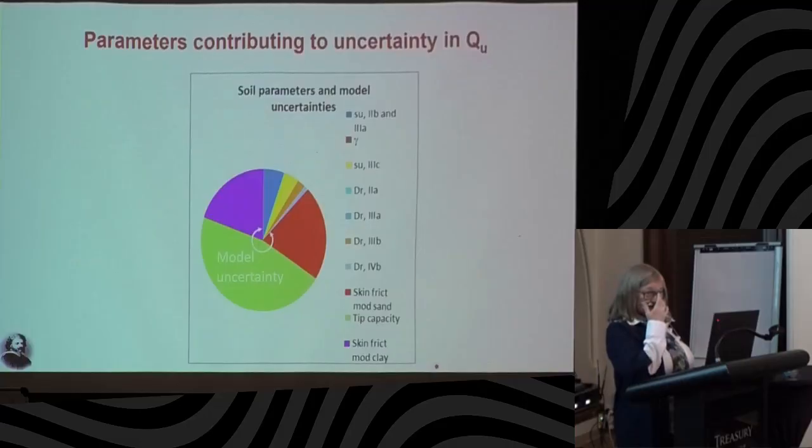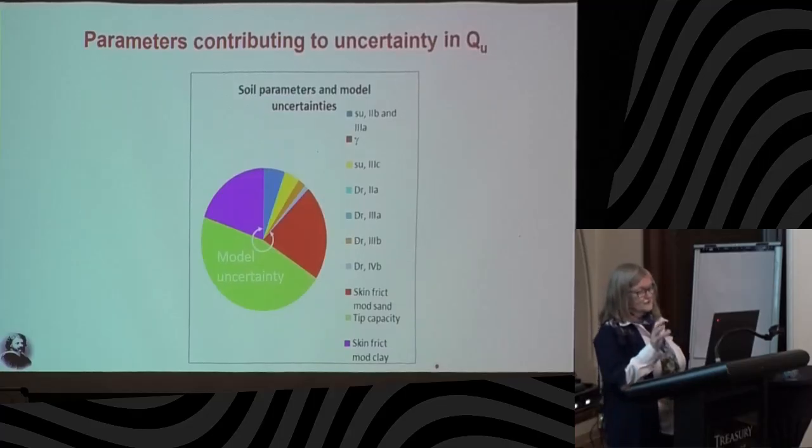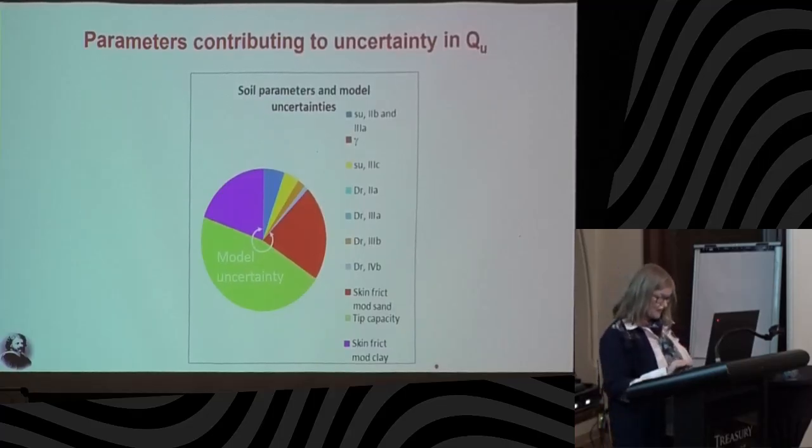Another product that this analysis gives us is the importance of each of the parameters in the analysis. This is just for information, but in the one case here, the model uncertainty was the biggest contributor to lowering the annual failure probability.